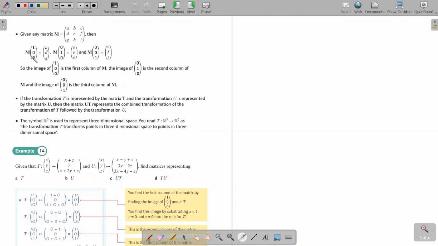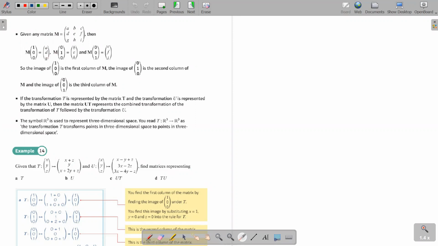So the matrix M applied to (1, 0, 0) is equal to (a, d, g). What does this mean? (0, 1, 0) is the second column, (0, 0, 1) is the third column. So basically what they're saying is the image of (1, 0, 0) is the first column of M. The original vector is (1, 0, 0). What's the image? The image is (a, d, g). When you apply the transformation M on (1, 0, 0), you get the image coordinate (a, d, g).